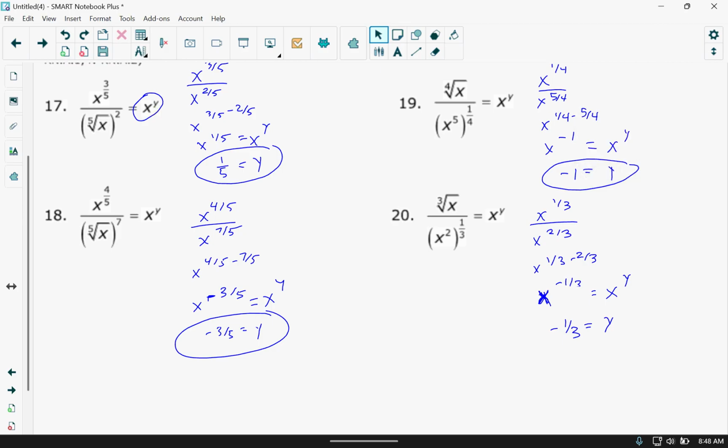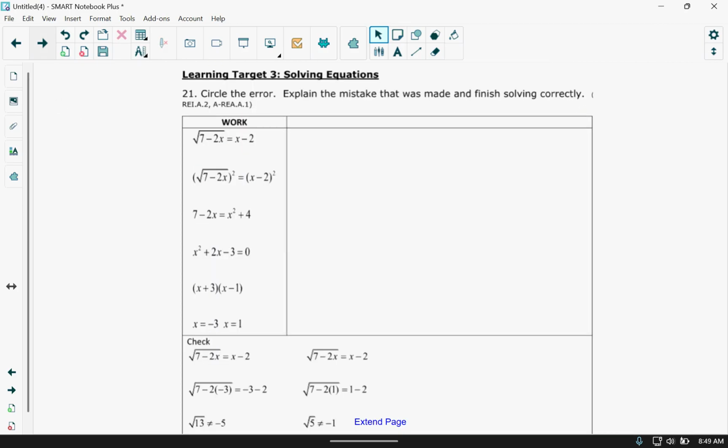Okay, so now let's see. Number 21, learning target 3 is on solving equations. It says circle the error, explain the mistake that was made, and finish solving correctly. So this one is the square root of 7 minus 2x is equal to x minus 2. First thing to do is put parentheses to get the 7 minus 2x out. So they put it in parentheses and square it since the index is a 2. That means that on the right side, it's also parentheses x minus 2 squared.